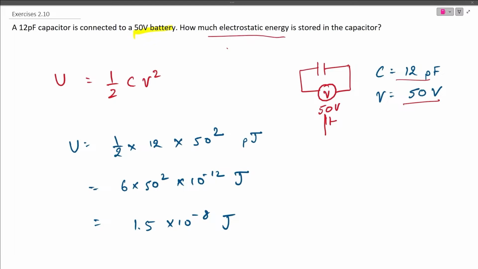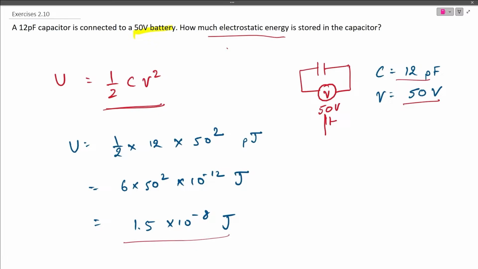The electrostatic energy stored in the capacitor is given by the formula half CV square. C is the capacitance and V is the voltage across the capacitor. So upon using this formula with the given data, we can calculate the electrostatic energy stored in the capacitor, and that would be equal to 1.5 into 10 to the power minus 8 joule.